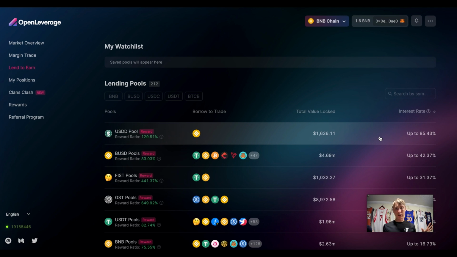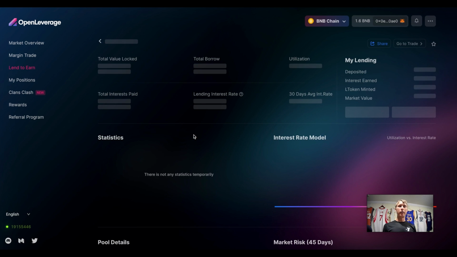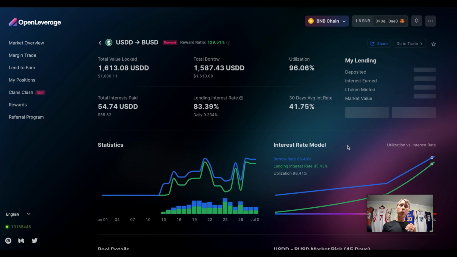So I know you're thinking to yourself, like, what in the world? How are they able to pay 129% on a stablecoin? Well, this is the USDD token in particular. If you look into this, you can kind of see exactly why. This is at 98% utilization. That means there are a lot of people shorting this coin.